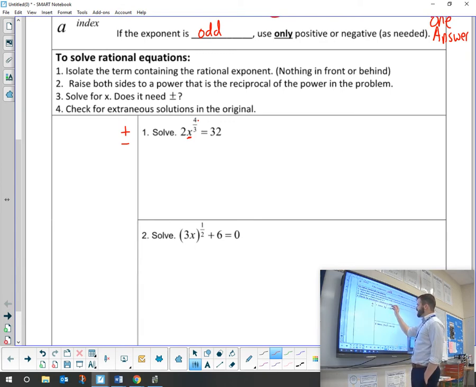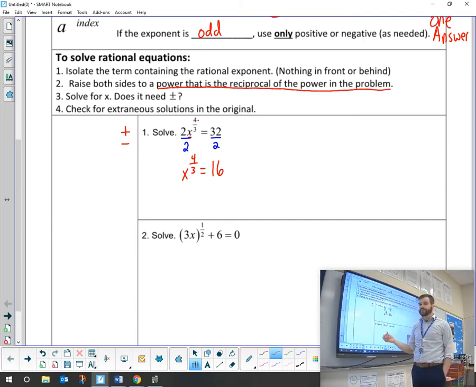Okay, so we're trying to get that x to the 4/3 by itself, right? So our first step is I need to get rid of this 2 that's attached to it. So we're going to divide this side by 2 and divide this side by 2. So we're going to have x to the 4/3 equals 32 divided by 2 is 16. Now, let me show you how easy this is. The next step is we're going to get rid of this power of 4/3. And the way we do it is we're going to raise both sides to a power that is the reciprocal of the power in the problem. Remember, reciprocal just means whatever power it is flipped.